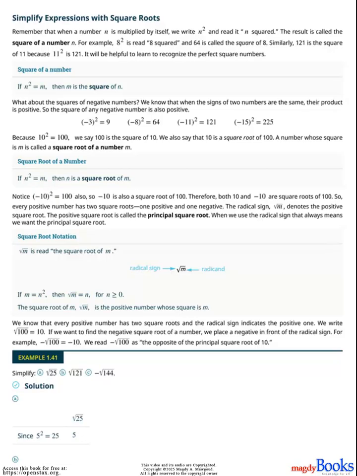Example 1.41. Simplify. A. The square root of 25. B. The square root of 121. C. The negative square root of 144. Solution. A. The square root of 25. Since 5 squared equals 25, the square root of 25 is 5.